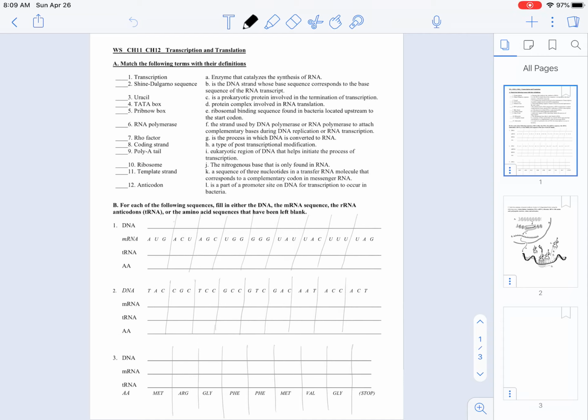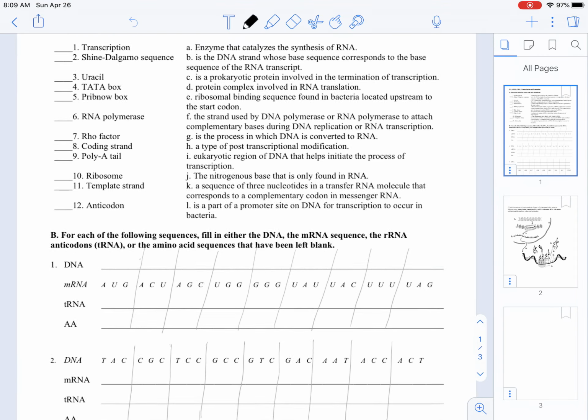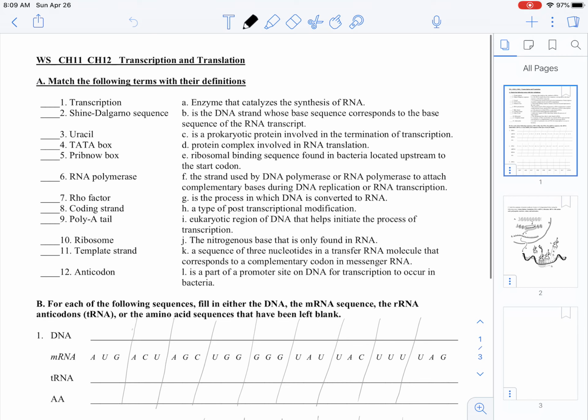This video is going to cover the answers for the worksheet for chapter 11 and 12. First, we are going to be going over matching, which is in part A. We're going to have some terms and we're going to match them to their definitions. Let's get started. So the first one that we have is transcription.